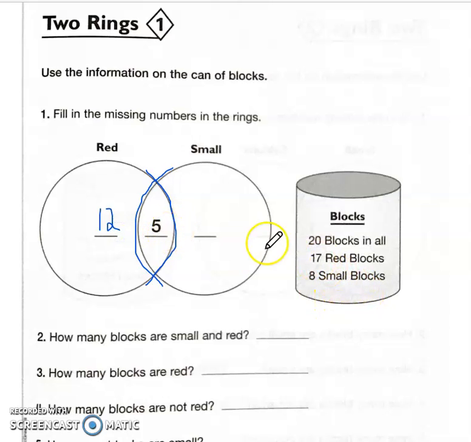And we'll do the same thing with our small blocks. Again, there's 8 blocks total that are small. 5 of them are both red and small. So how many would we have that are just small? Well, we have to take 5 away from 8. And if we take 5 away from 8, what does that give us? That gives us 3, right?